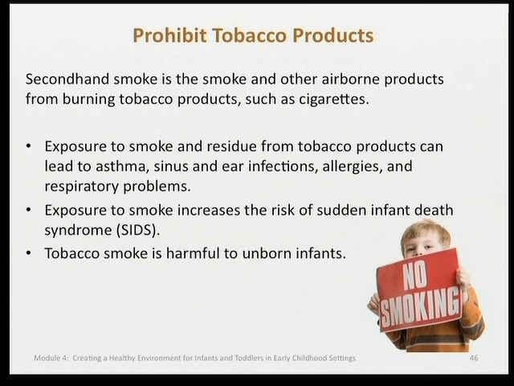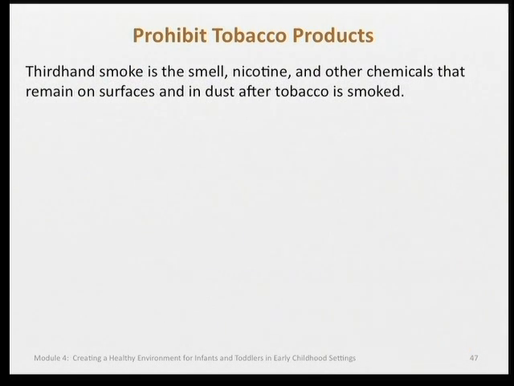Further, tobacco smoke is harmful to unborn infants. Pregnant women who smoke or who are exposed to secondhand smoke risk harming their unborn child. Third-hand smoke is the smell, nicotine, and other chemicals that remain on surfaces and in dust after tobacco is smoked. These contaminants can also remain after the use of other tobacco products, such as smokeless tobacco.